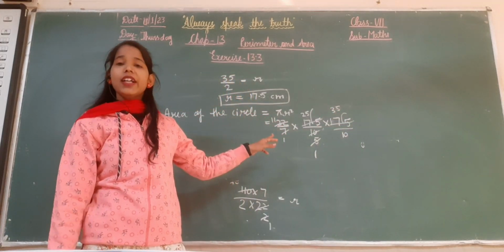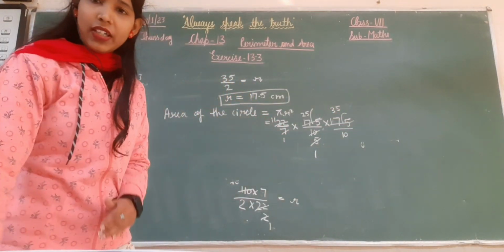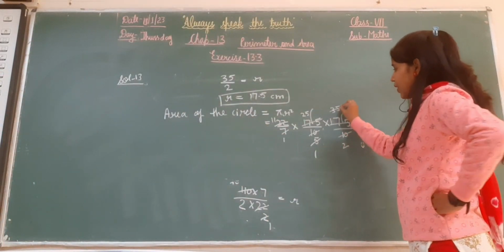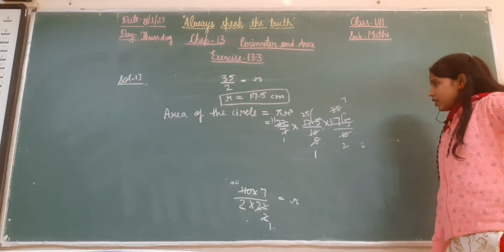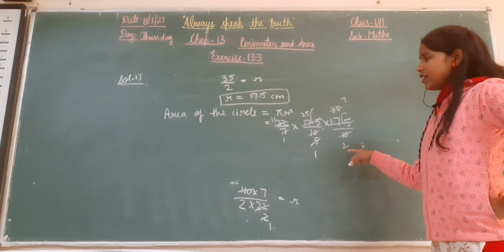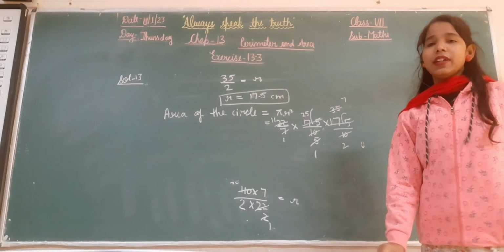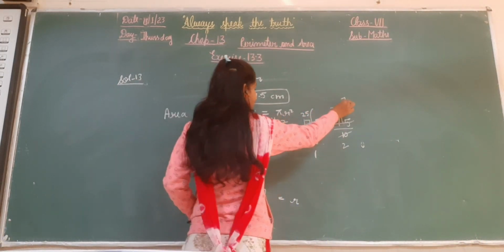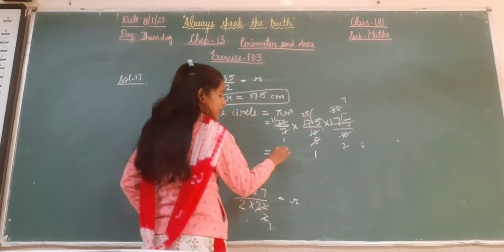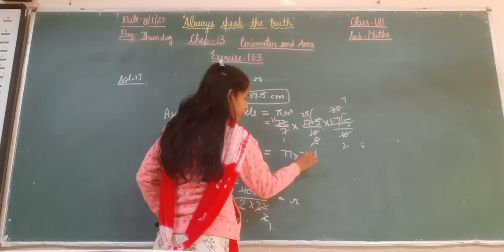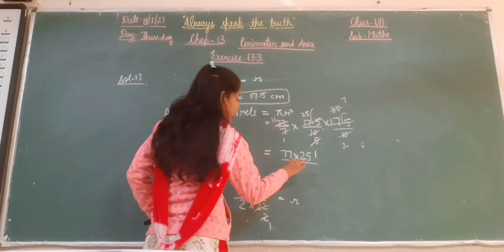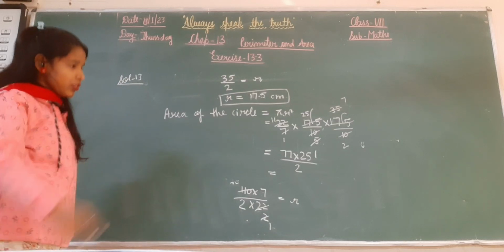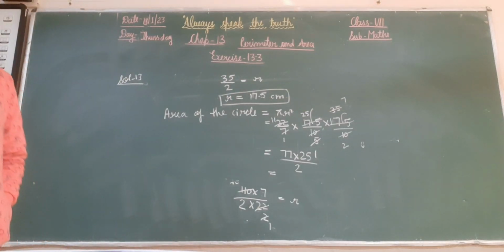Everybody knows about it, right? How to cancel out numerator and denominator. Now 5 2s are 10 and 5 7s are 35. Only 2 is in the denominator and the rest will be cancelled. So now in the numerator there is 11, 25 and 7. So 7 11s are 77 into 25 and upon there is only 2. So we will multiply it. So do the multiplication and tell me what will be the answer, class.